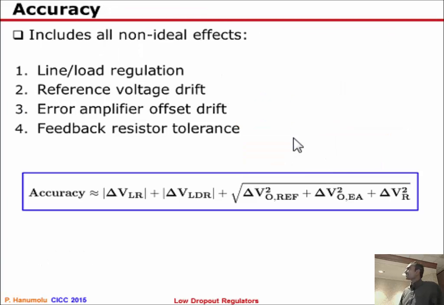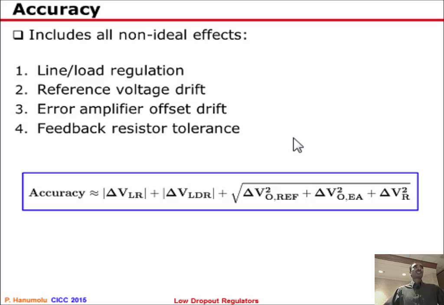So if you combine all these things, we end up with this accuracy. There are many ways to combine these parameters. One way is to just add the absolute worst case for the line regulation and load regulation and add the other non-idealities in a mean square fashion, where this is the reference voltage drift.